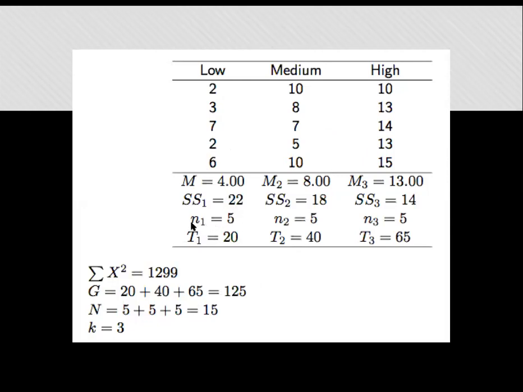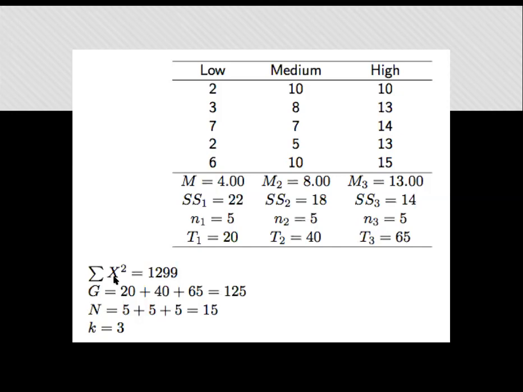N1, so the little n for this first level is 5, right? That tells us how many scores we have in this level. We have 5, and you'll notice that's the same for 2 and 3. We have 5 scores. T1 is the sum of the scores for this level. So if we simply add them up, you'll get 20. The sum of the scores for level 2, just add these up and you would get 40. And the sum of scores for level 3, adding these up, would give you 65.